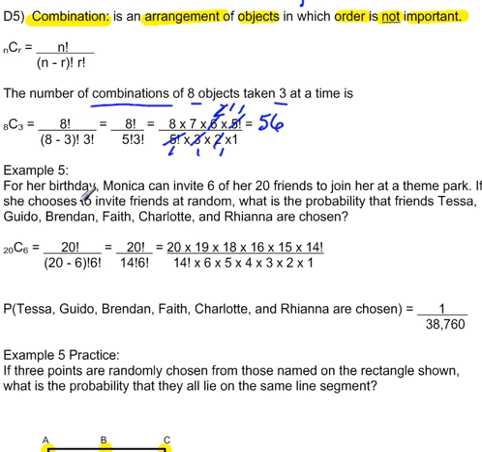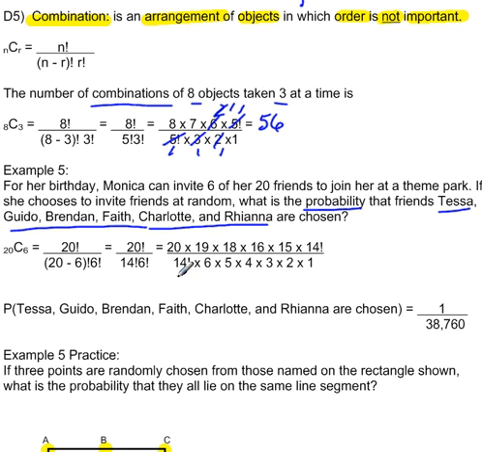Okay, so example 5 says, for her birthday, Monica had 6 friends out of 20 that she can invite to her theme party. It wants to know what is the probability that the friends Tessa, Guado, Brendan, Faith, Charlotte, and Rihanna are chosen. Well, we're going to say we've got 20 factorial over 20 minus 6 factorial times 6 factorial, which is 20 factorial over 14 factorial times 6 factorial.